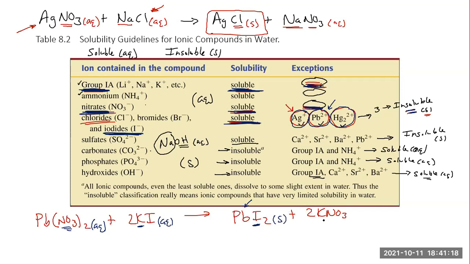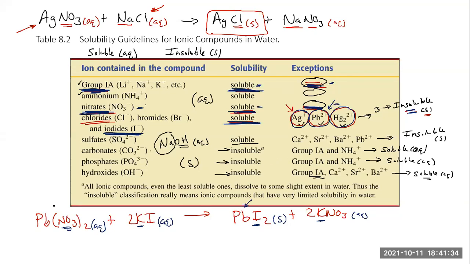Lastly, here looking at K, which is potassium, which is group 1. It is soluble in everything, no exceptions. That is all I need. I could also look at nitrate if I wanted to. Nitrate is soluble, and no exceptions. Tells me the same thing.